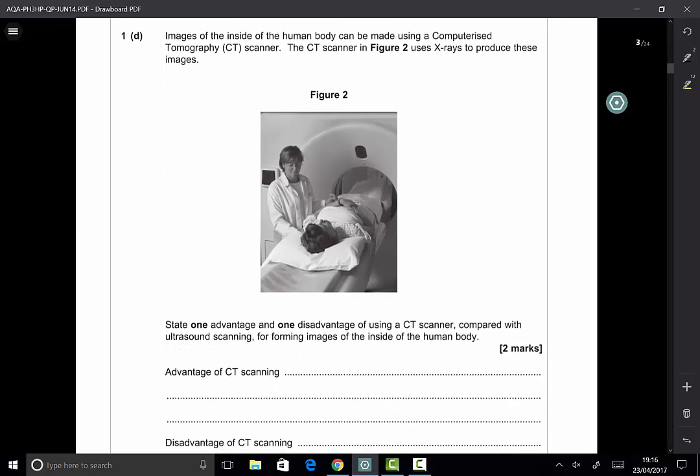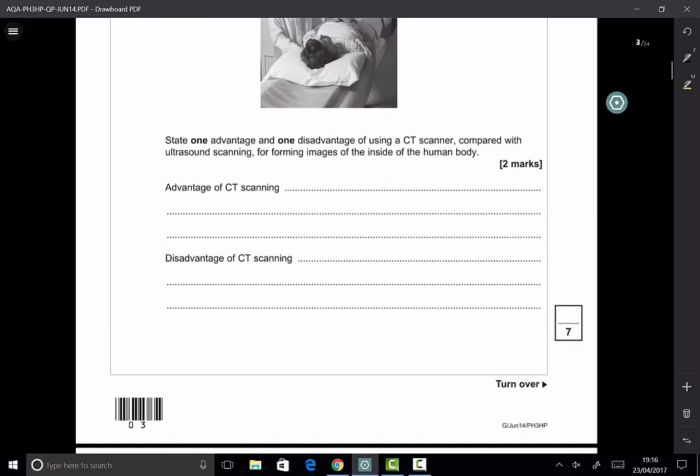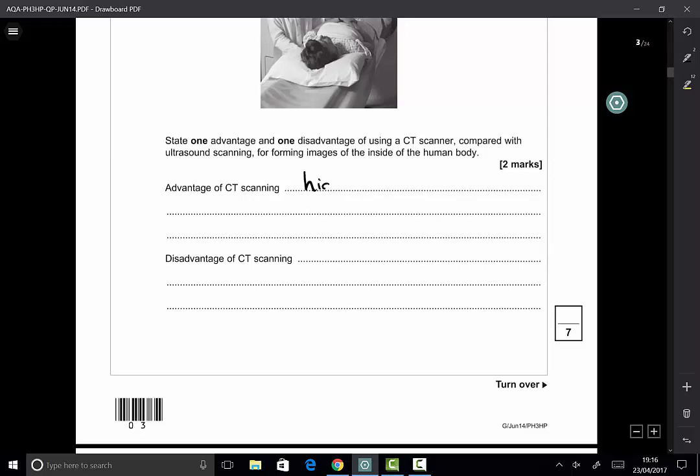Images of the inside of the human body can be made using a computerized tomography scanner, CT scanner. The CT scanner in figure 2 uses X-rays to produce these images. State one advantage and one disadvantage of using a CT scanner compared with ultrasound scanning for forming images inside of the human body. So the main advantage of CT scanning compared to ultrasound is that it has a higher resolution image. That means we can see more detail.